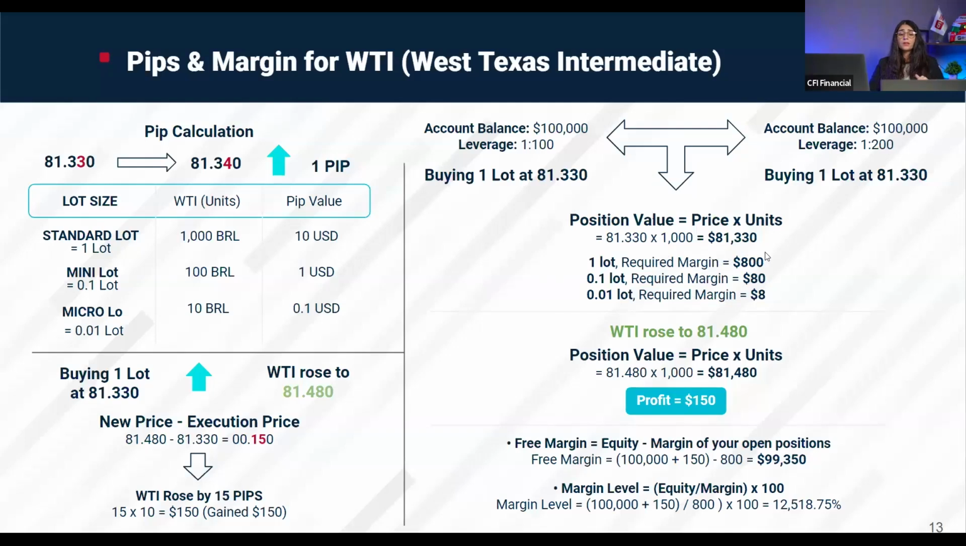And then I'm gonna get $81,380. So if you look down below, I have something written as one lot required margin is $800. So if I entered one lot, my margin is going to be $800. It's a fixed number. If I entered a mini lot, which is 0.1, my margin is going to be $80. And if I entered a micro lot, my margin is going to be $8.